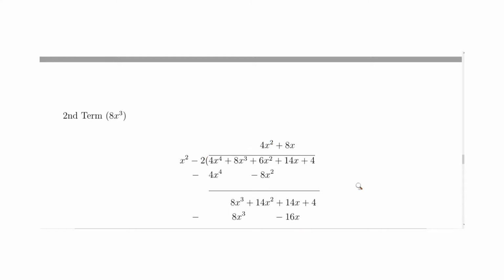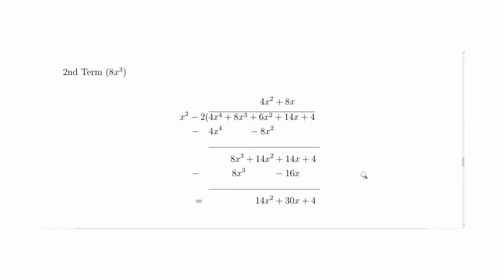So there we go. And now we just subtract them from our running total of our remainder. So these cancel out. This one just comes straight down. 14 minus minus 16 is positive 30. 4 minus 0 just comes straight down.